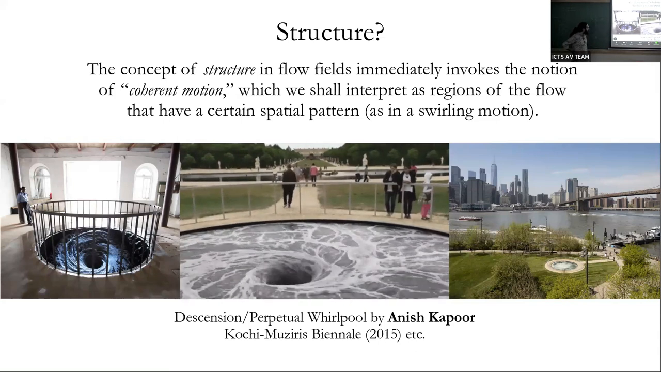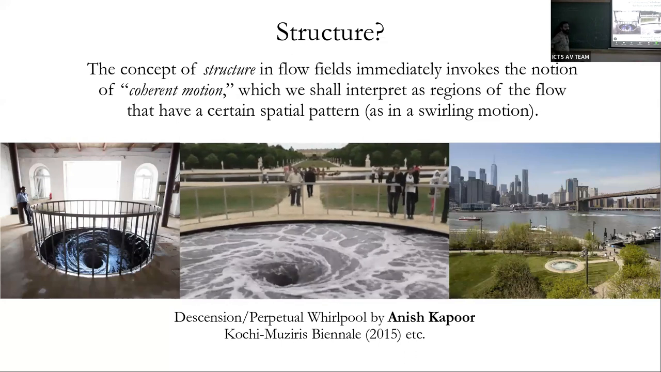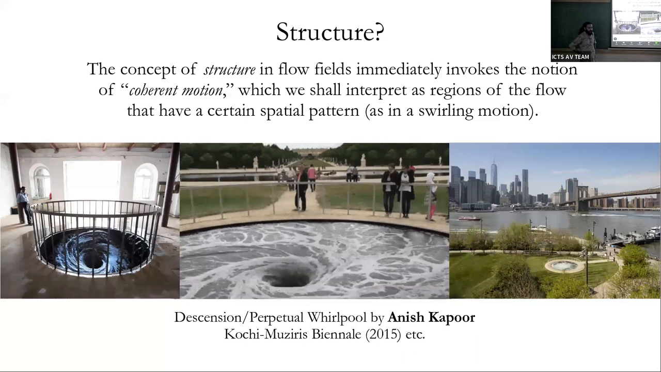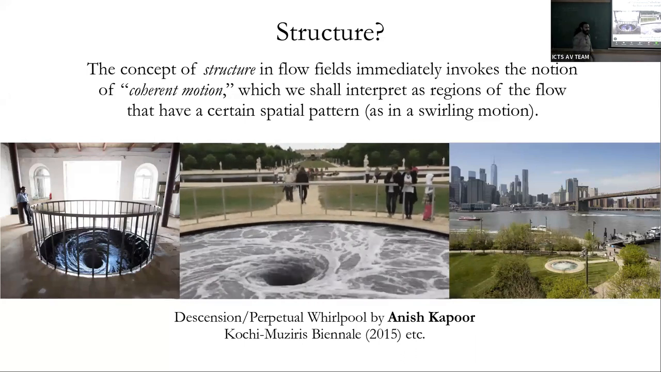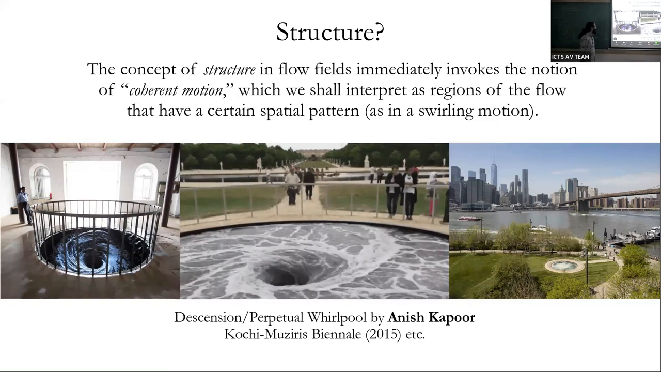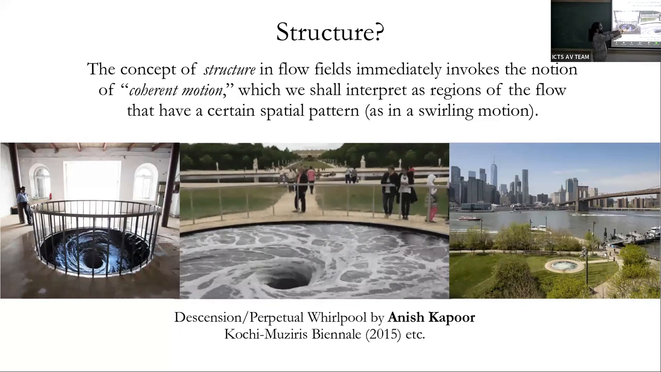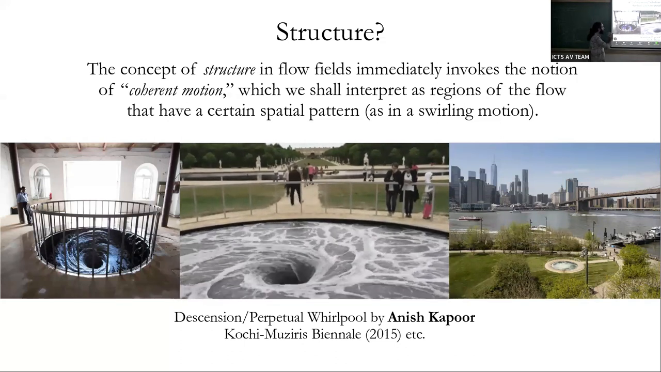This is a very beautiful sculpture by Anish Kapoor, which he showed at the Kochi Biennale in 2015, and it's a perpetual vortex. It just keeps going on. He first showed it with black water, so it looks like a black hole, and you're supposed to contemplate infinity while you look at it. He showed it in various places, the last one in New York, where it's a very small thing in the whole city. But this is a very coherent pattern.